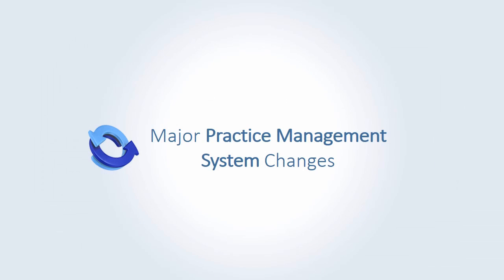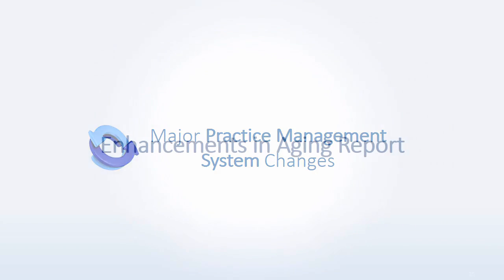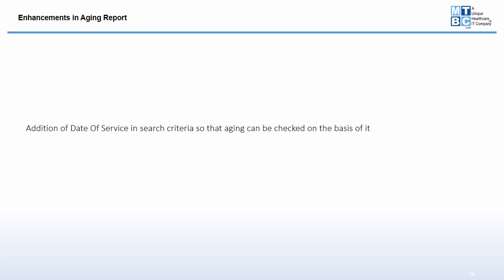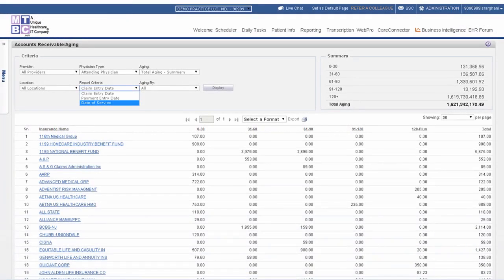Now we can discuss the major practice management system changes on the MTBC website. The first is the enhancement in the aging report. There is an addition of a new criteria according to date of service that you can select in the aging report, which will pull out all the claims according to the insurance related to date of service. So you need to just select the date of service option, and it will filter out all those claims according to the age and insurance specific to the date of service. Now, this is a new option which is available for all the practices.